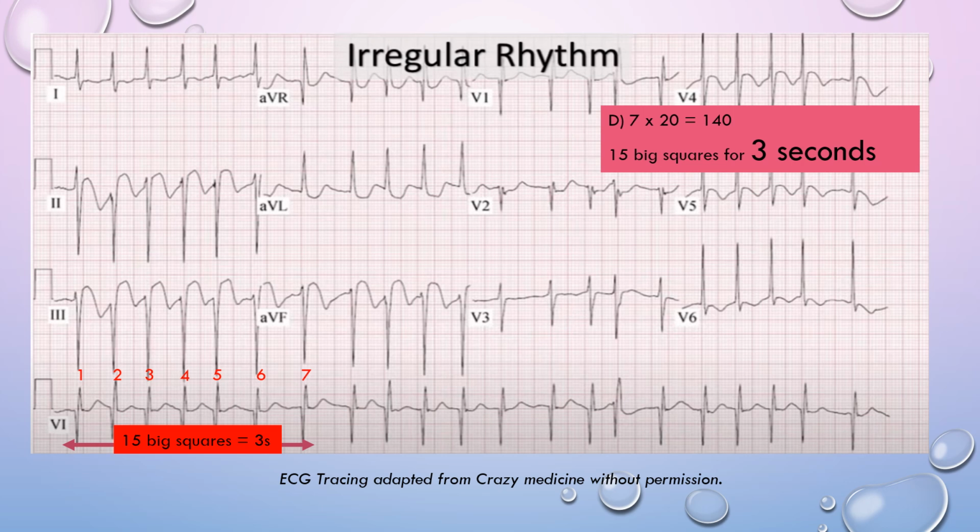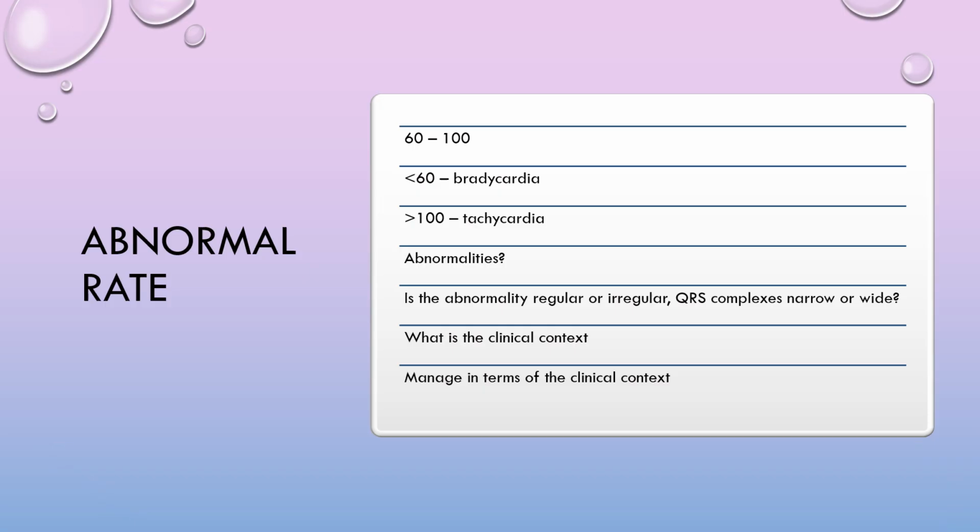In this other one, I'm just counting 15 big squares, which gives me a reading for just 3 seconds. And then I have 7 R peaks, and I'm multiplying by 20 to give me the number of beats per minute. So the longer we read, the longer the tracing, the more accurate the rate would be.